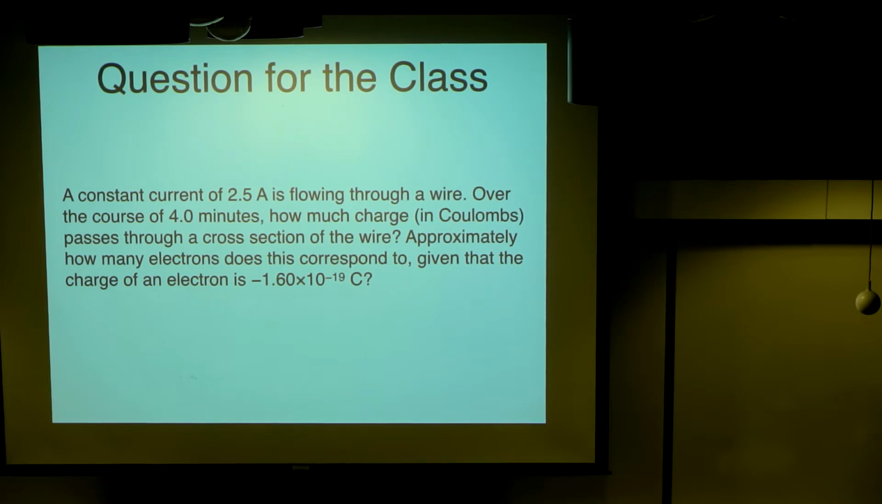So I want to just give you some practice using this definition of current. Let's say that in a wire, we have a constant current of 2.5 amps. So over the course of 4 minutes, how much charge passes through a cross-section of that wire? And then after you've answered that, approximately how many electrons does that correspond to given the charge of an electron, 1.6 times 10 to the minus 19 coulombs? So take a few minutes to try to work this out, and we'll go through it together.